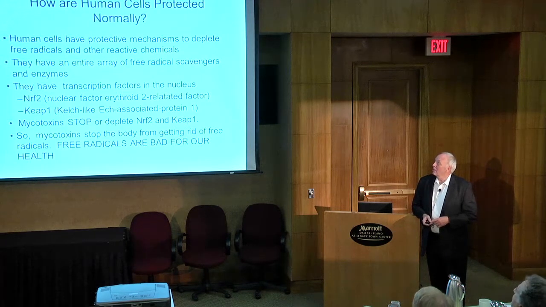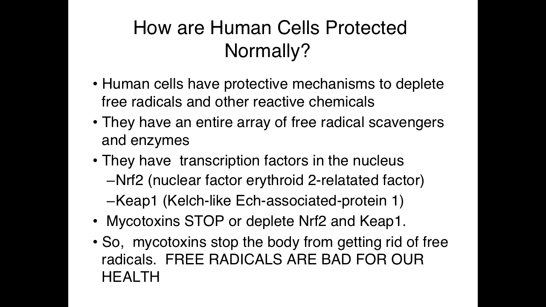So how are human cells protected normally? Human cells have protective mechanisms to deplete free radicals and other reactive chemicals. They have an entire array of free radical scavengers and enzymes, and we're very thankful for that. They have transcription factors in the nucleus, and there are two proteins that we at Realtime are very interested in, and Dr. Guilford will talk about these in great detail. I call it NRF2, or nuclear factor erythroid 2-related factor, and KEAP1, or Kelch-like associated protein. The mycotoxins stop or deplete these two proteins. So the mycotoxins stop the body from getting rid of free radicals.